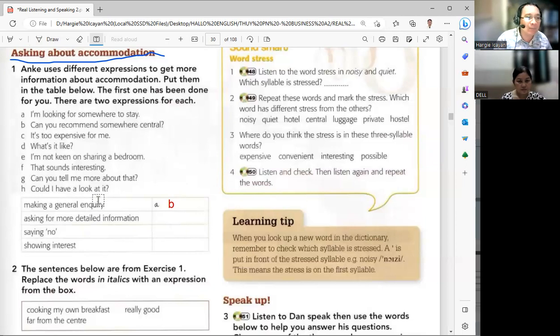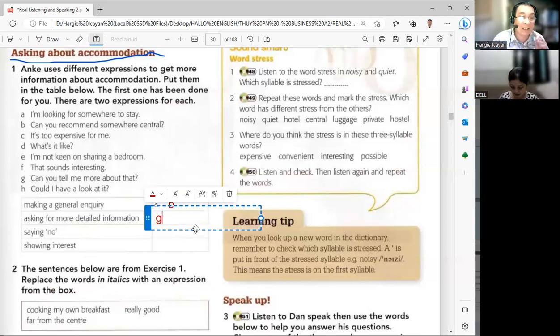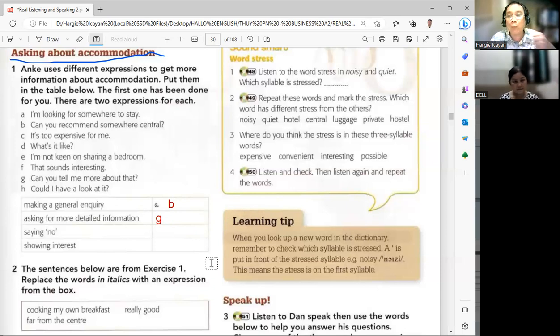Next, what about asking for more detailed information? She asked for a hotel, an accommodation, so that would be a general inquiry. But how are you going to ask for more detail? Can you tell me more about that? What letter is that? Letter G, very good. What's the other one? Because we have two answers here. Can you tell me more about that? You are inquiring more. You want him to explain more about that. Okay, that's correct. Okay, what else?